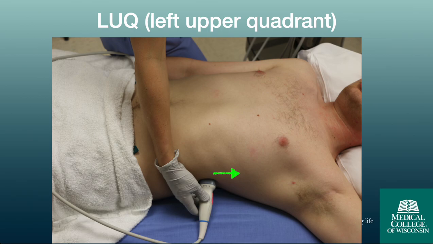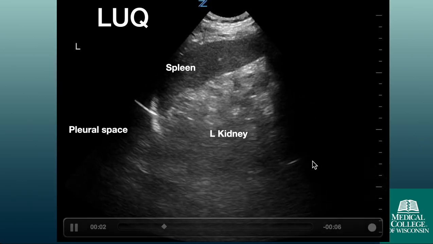The next view that we'll look at is the left upper quadrant. This is not all that different from the right upper quadrant, but what we're doing is looking through the spleen to see the kidney and splenorenal space, and we look for fluid around the spleen, around the kidney, and in the area. And this is what you might see in a standard image.